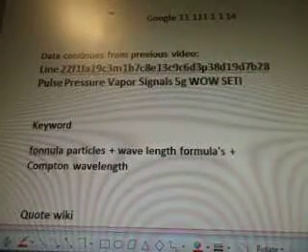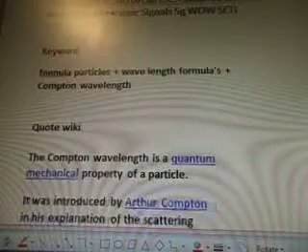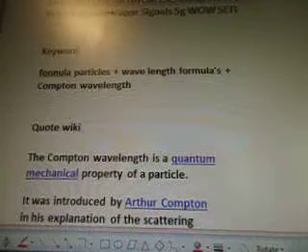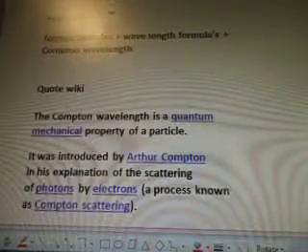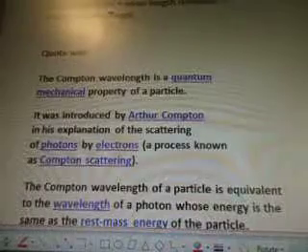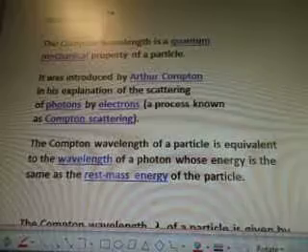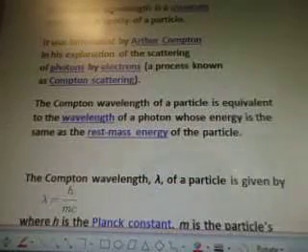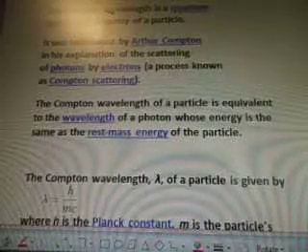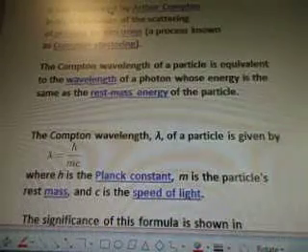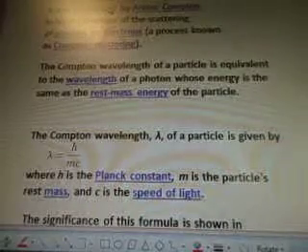So there's a line of data from the previous video, and pulse pressure vapor signals is what we covered in it. The keywords Fonnula particles plus wavelength formulas plus Compton wavelength came up. Quote from wiki: the Compton wavelength is a quantum mechanical property of a particle. It was introduced by Arthur Compton in his explanation of the scattering of photons by electrons, a process known as Compton scattering. The Compton wavelength of a particle is equivalent to the wavelength of a photon whose energy is the same as the rest mass energy of the particle.